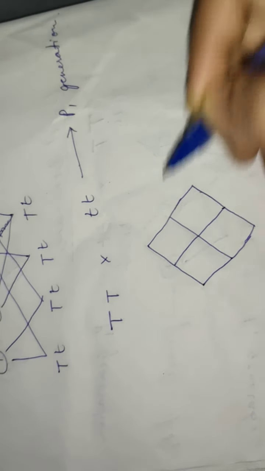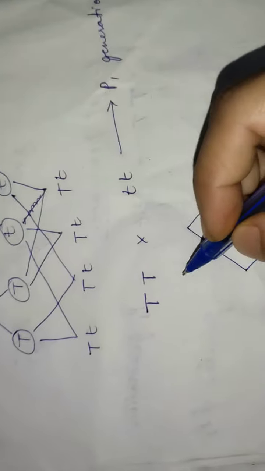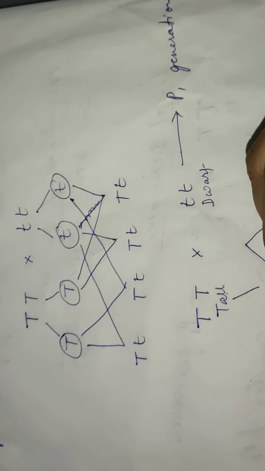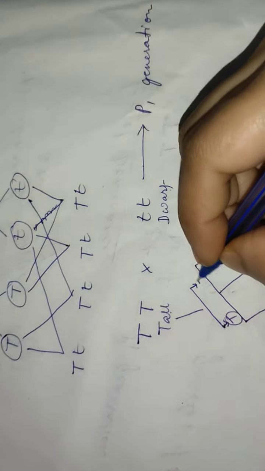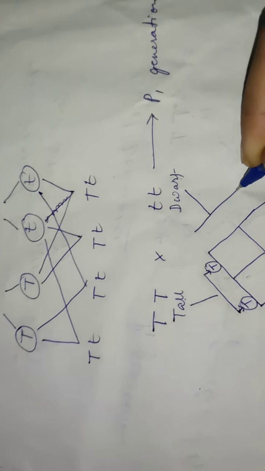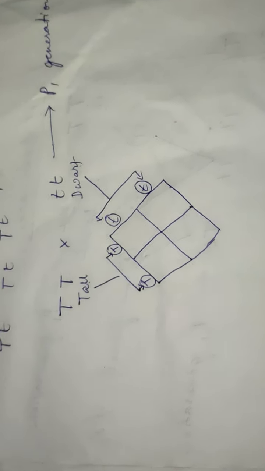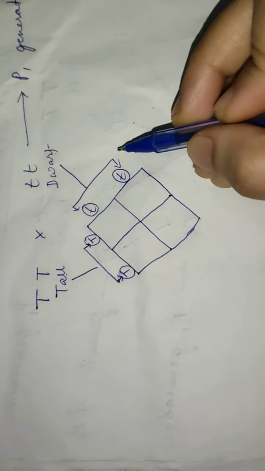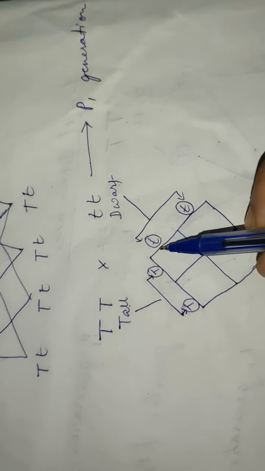In case of a monohybrid cross, we have to take a box having 4 squares, right? For tall plant, that means this is tall and this is dwarf. Capital T, and this side small t, small t. The possible gametes are written on two sides, usually the top row and left column. So these two are the gametes.